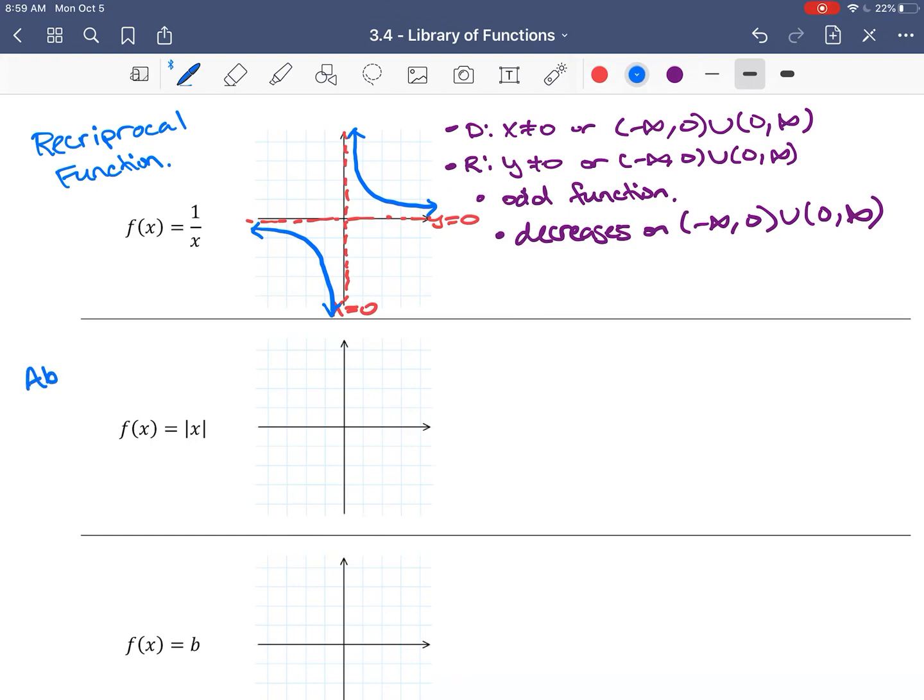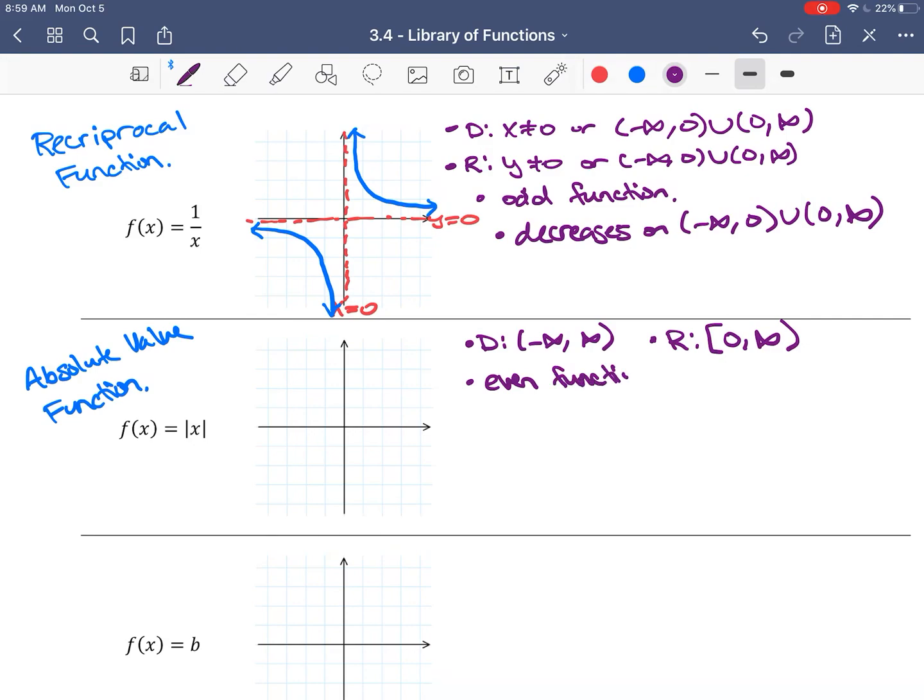Next, we have the absolute value function. So here, remember we can plug in anything into the absolute value. So the domain is all real numbers, but we're only going to get positive numbers out. So the range has to be from 0 to infinity. This one is going to be an even function. So it has y-axis symmetry. And what it looks like is a V. Okay, so it looks like that and like that. So on this side, this is the line y equals negative x, and on this side, this is the line y equals x. Okay, but that's what the absolute value looks like.